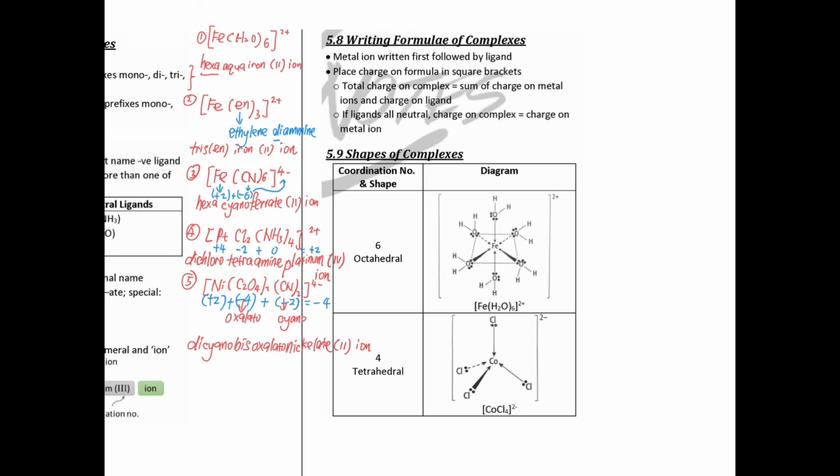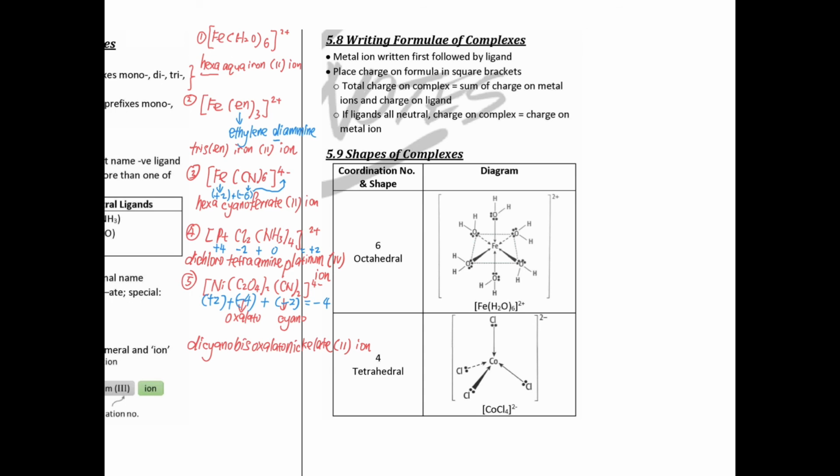5.9, shapes of complexes. If they take 6 dative bonds, like iron, which takes 6 dative bonds, this is octahedral shaped. If they take 4, we learned it in AS, logically tetrahedral. But it is not just one situation, there is another shape which is on the next page.